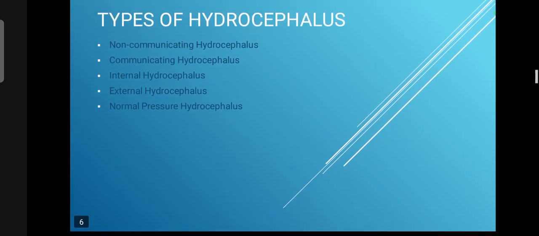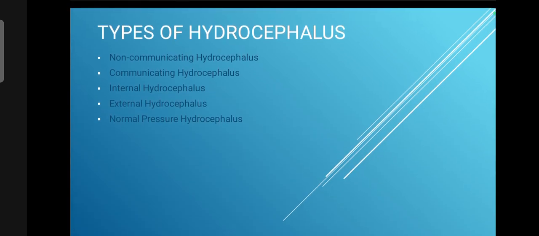Next, about the types of hydrocephalus. First, what are the types of hydrocephalus? Non-communicating hydrocephalus, communicating hydrocephalus, internal hydrocephalus, external hydrocephalus, normal pressure hydrocephalus. First, we go through non-communicating hydrocephalus.